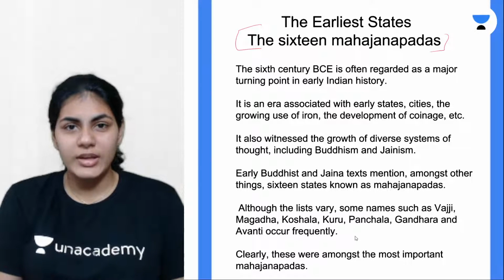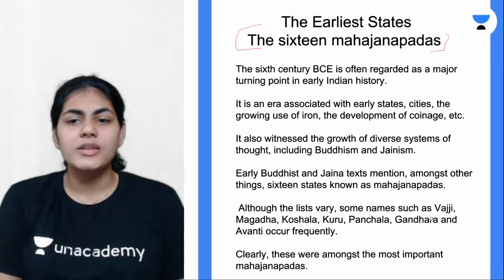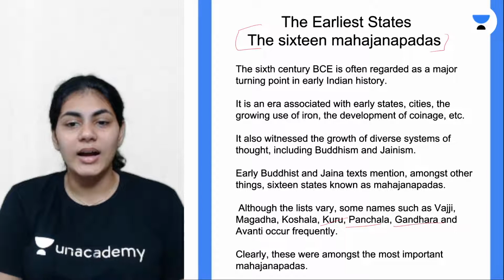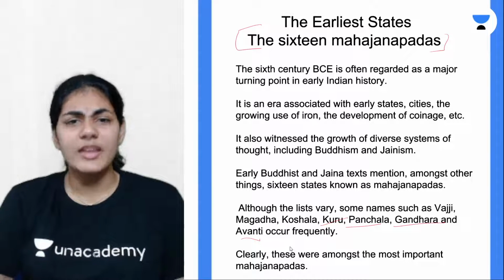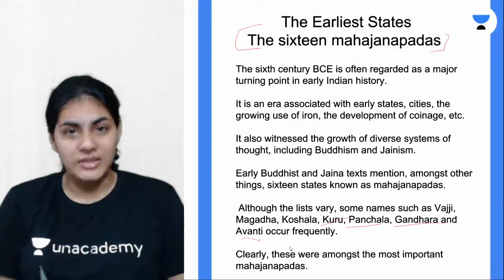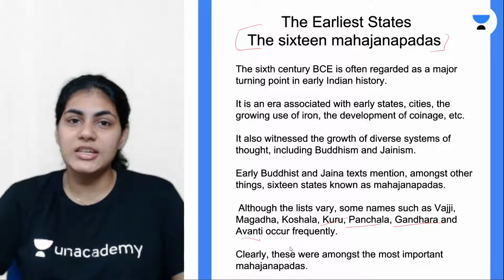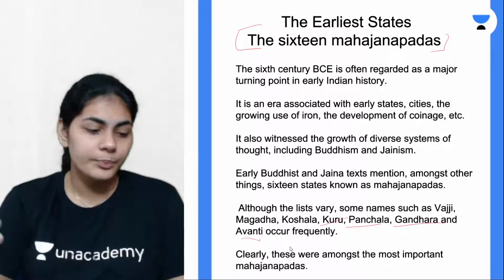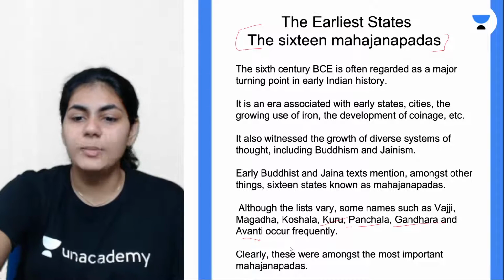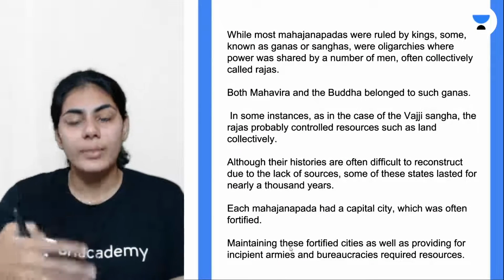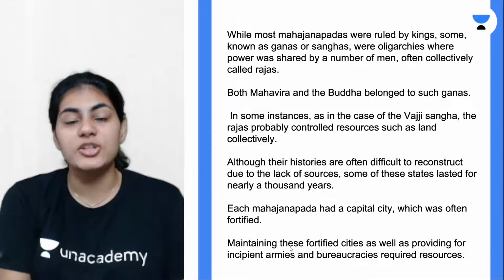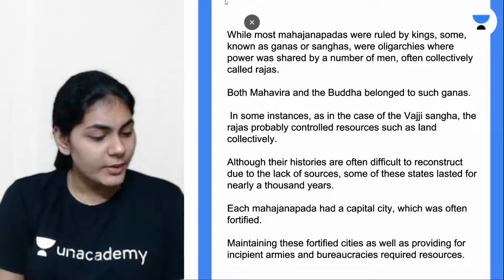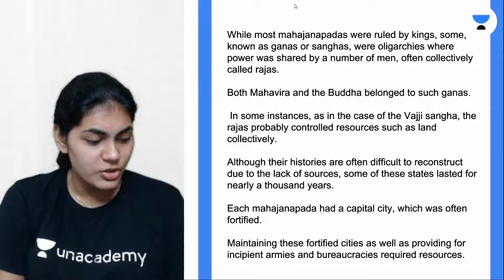So, to name a few of these 16, one is Vajji, then there is Magadha, Koshala, Kuru, Panchala, Gandhara, Avanti. These are different names of the 16 Mahajanapadas, but these are not all. We have all the 16 names available to us, but it's not important, so let's not go there. That's the basic introduction to the 16 Mahajanapadas. We'll be talking about them in detail, especially about Magadha. Guys, any questions in the meanwhile, just put them in the chat box.